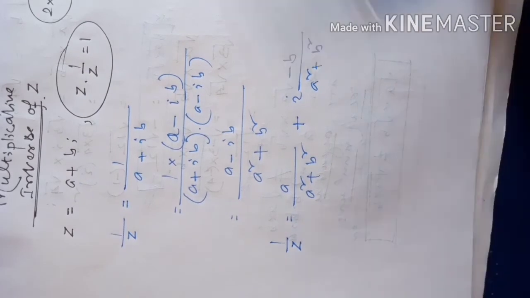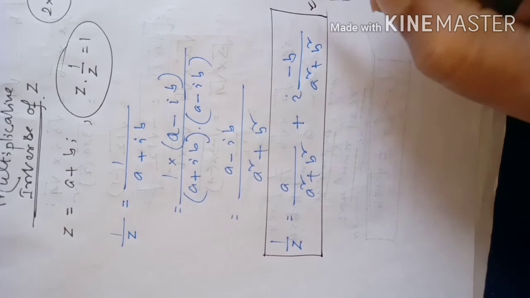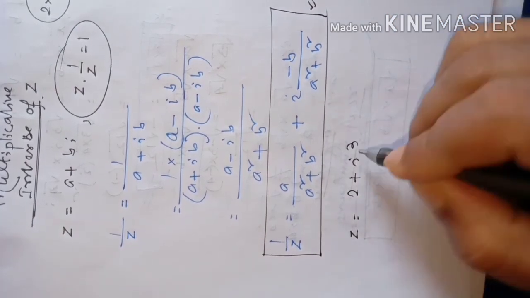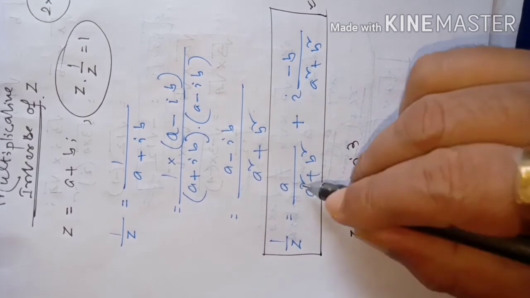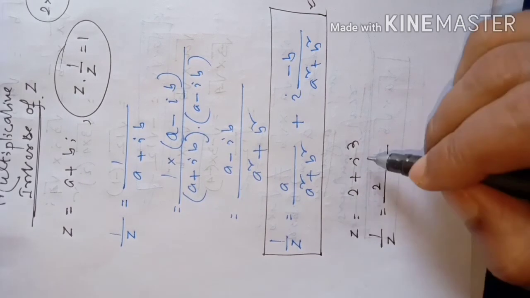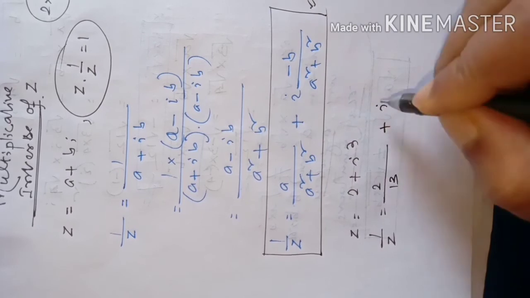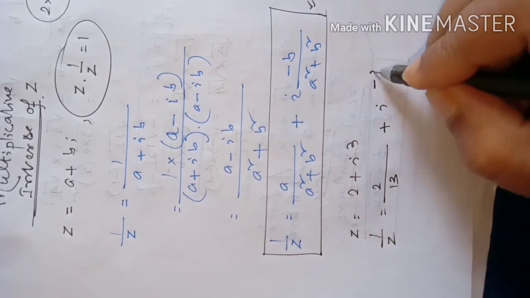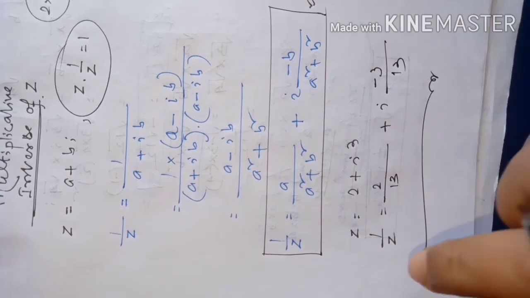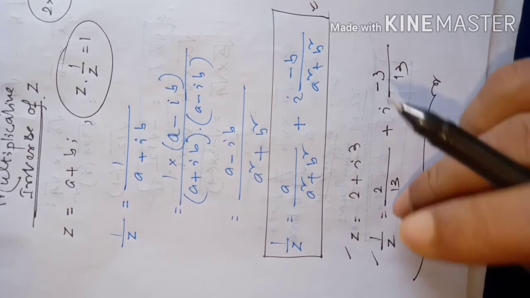Remember this. So next time when you are given a complex number and you want to find its multiplicative inverse directly, suppose a complex number z is given, 2 plus iota 3, then you want 1 by z, directly you can use this. It will be 2 by 2 square plus 3 square, that is 4 plus 9, 13, plus iota times minus b, b means 3, so minus 3 by 13. So this is what we call the multiplicative inverse of z. Got the idea, dear students?